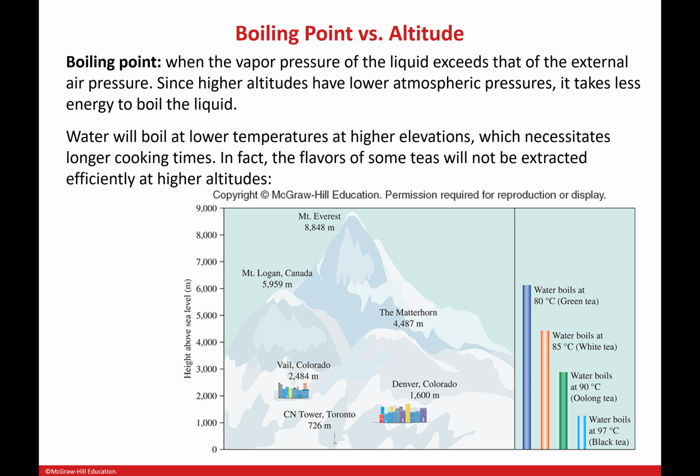Are you familiar with that? No. Who figured this out? I don't know. White tea, green tea. I mentioned 97, so I might not have been too far off. What else is this showing us? Colorado, you go up a little bit higher, Colorado, Matterhorn, Canada, Mount Everest. Dang, on Mount Everest, your water's going to boil a lot lower.